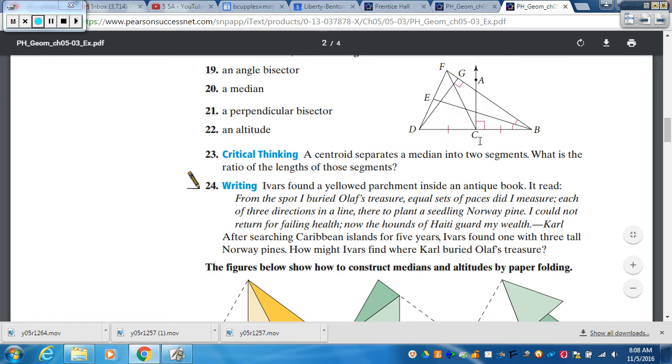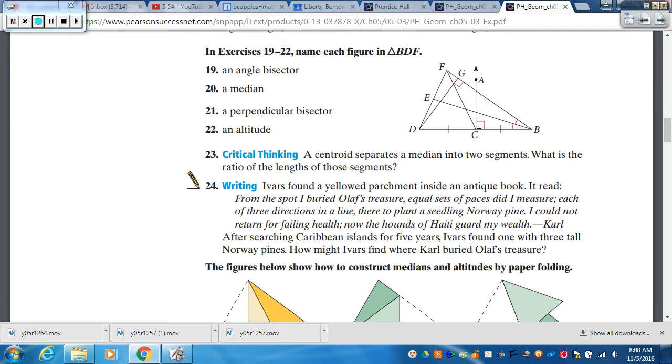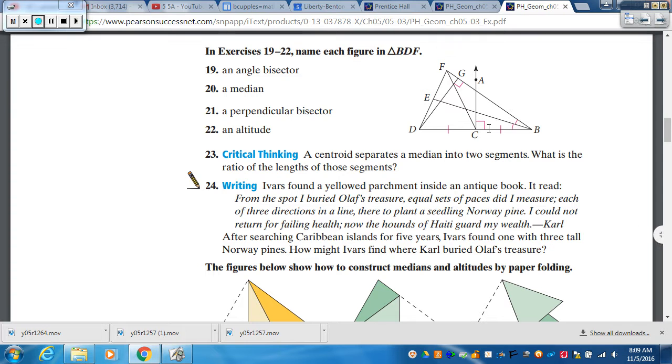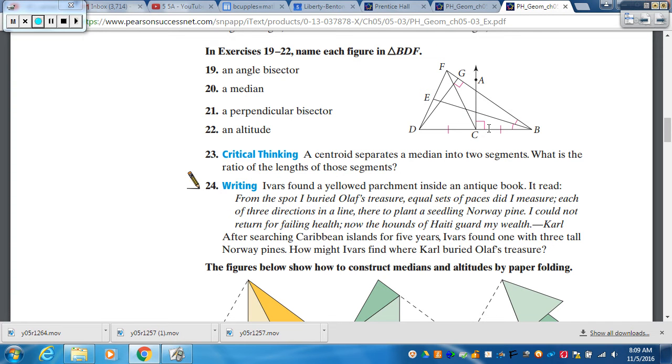Number 21, the perpendicular bisector. I'm going to look for a right angle. So this line right here forms a right angle. But as we talked on the previous problem, FG is not equal to GB, so it's not bisecting it. While it is perpendicular, it's not bisecting it. So I go to the other right angle, and I see right here, this right here is not only a right angle, but it's also cutting that segment in half. And so as a result, AC is the perpendicular bisector of that side for number 21.